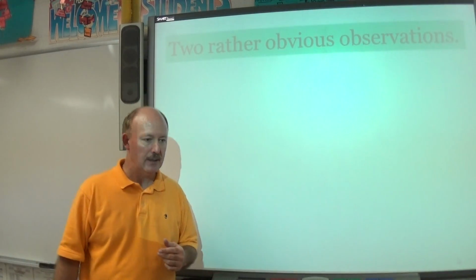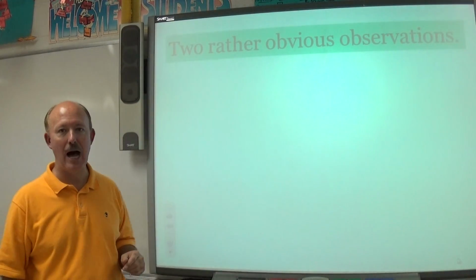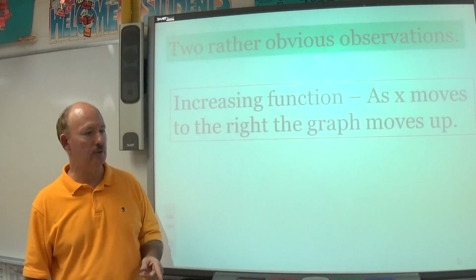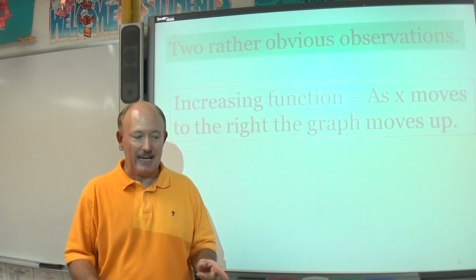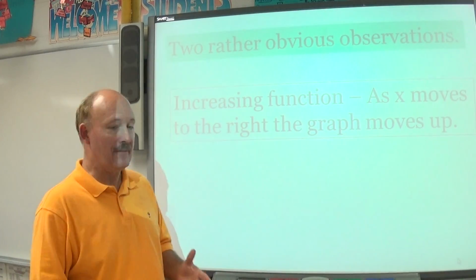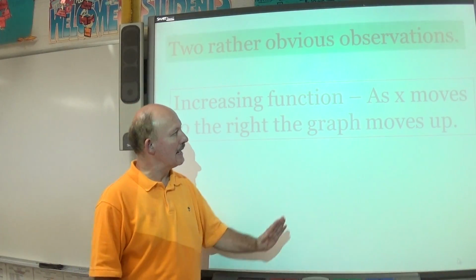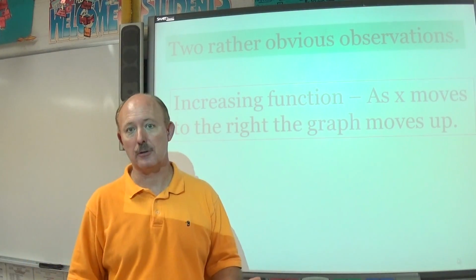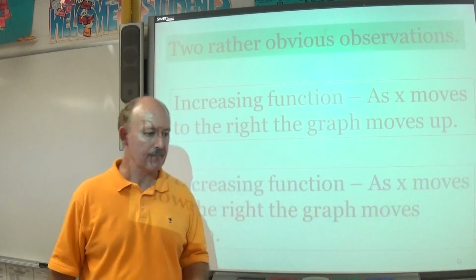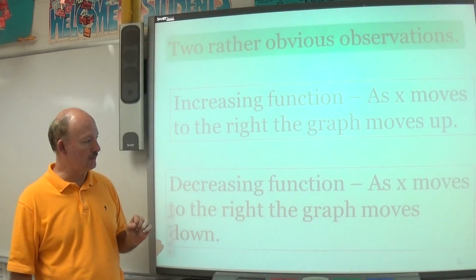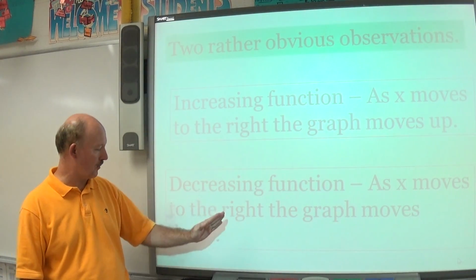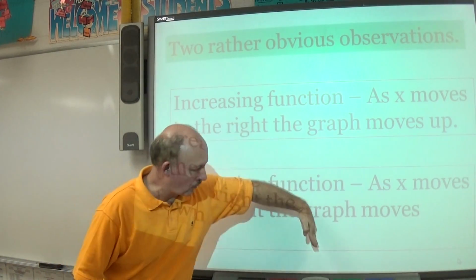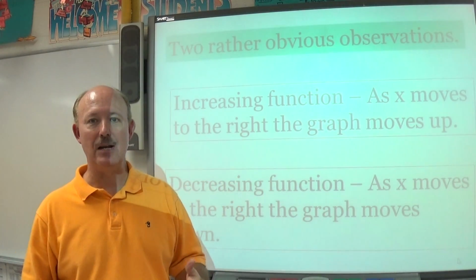All right. Now, first of all, 2 rather obvious observations about a graph. First, an increasing function. Now, as x moves to the right, the graph moves up. So going from the left to right, as x moves to the right, the graph moves up in an increasing function. Okay, very obvious. Okay, a decreasing function. This is when x moves to the right, the graph moves down. So as you go to the right on your function, the graph decreases. This is a decreasing function.